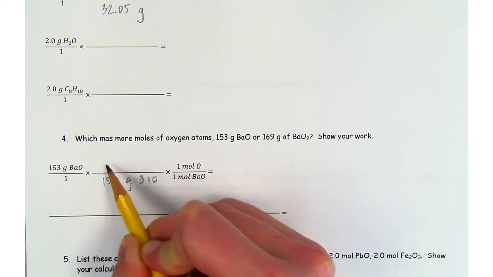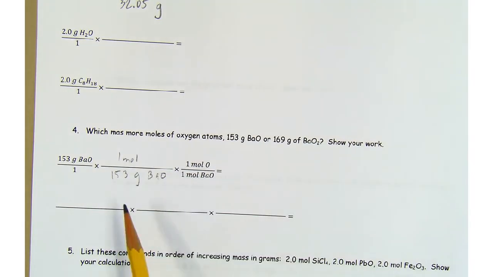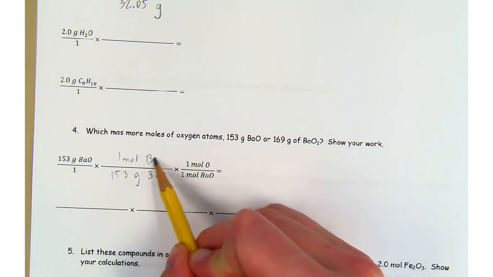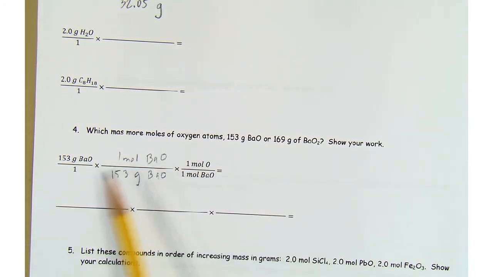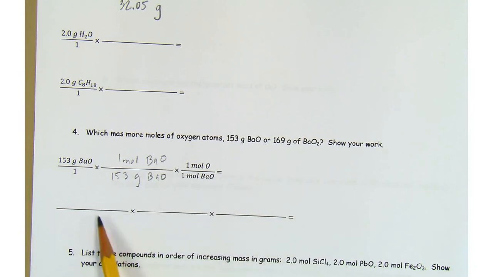So I'm helping you out here. If you were to look at your periodic table and look up barium and oxygen atom together, you come up with 153. Okay, you can do this math out and find the number of moles. Do something similar for barium oxide.